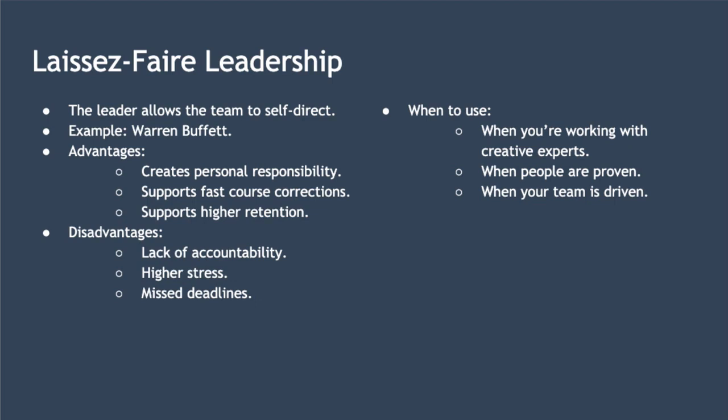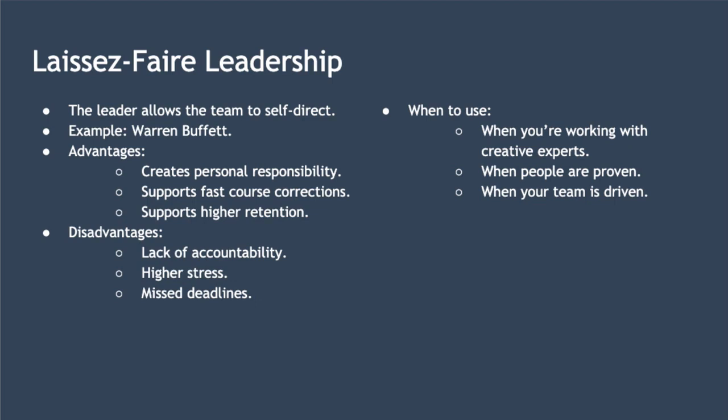Now, in terms of disadvantages, there can be a lack of accountability because there's nobody accountable to take the credit in cases of success or to take the blame in cases of failure. It can cause higher stress levels. So subordinates can suffer from higher stress if they feel unsupported by their leader. And it can result in missed deadlines. Self-organizing teams without oversight or direction are prone to miss deadlines.